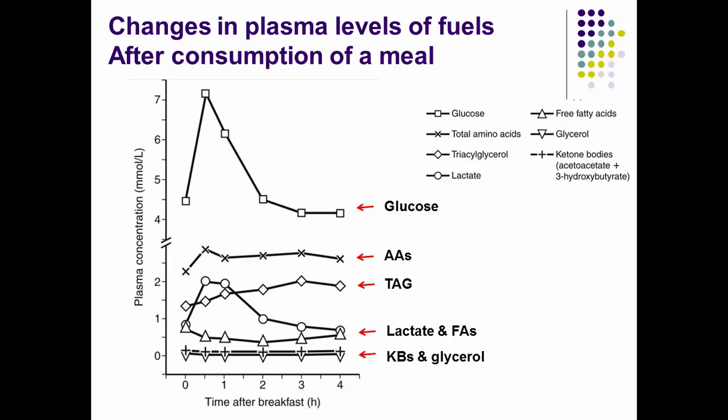Why do lactate levels increase after a meal? Yes, oxidize, right? Lots of tissue will oxidize, but some of the tissue, like red blood cells, right, oxidize glucose and produce a lot of lactate. So lactate levels also increase, then decline. And ketone bodies and glycerol levels are very low, right, in the fed condition, because we don't need these energy fuels, right.